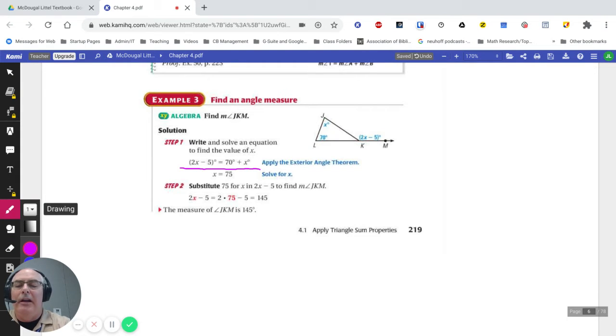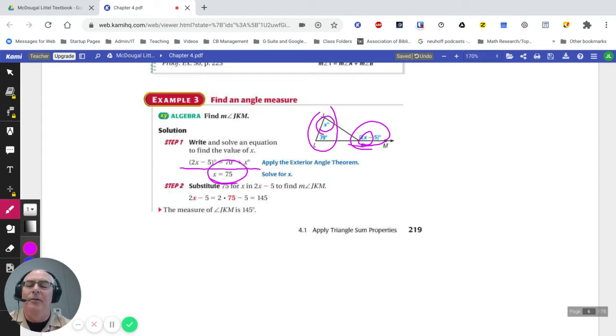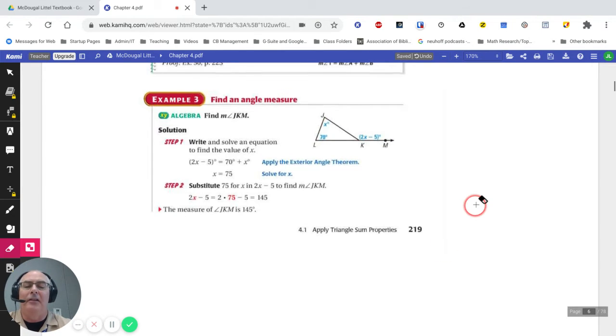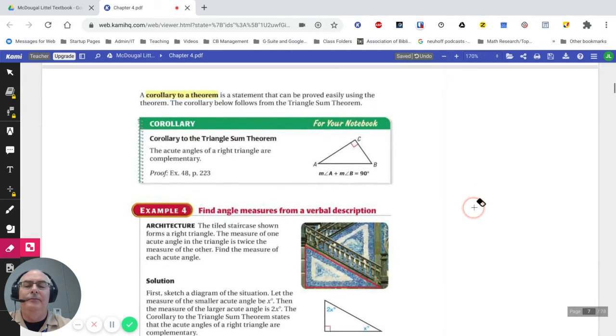We apply our algebraic principles, and we can solve for x equals 75 degrees. The way we can check that is we can plug 75 in for x, and we can test, do these then add up to equal each other? So there's almost always a way that we can test to see whether our math in solving for x is done correctly.